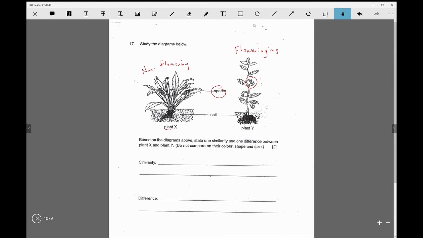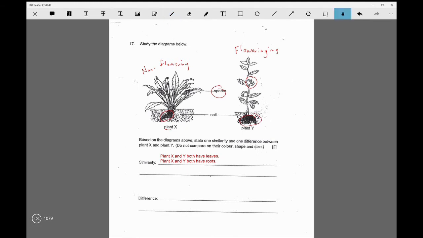We'll just write the ones that we can see from the picture on top, because based on the diagram above, you can say the plant X similarity, that means the same. Plant X and Y both have leaves. You can also say plant X and Y both have roots. You can choose either one. As you can see, the roots are here. Here it's not very clear, but there are roots there. And of course there are leaves, as you can see.